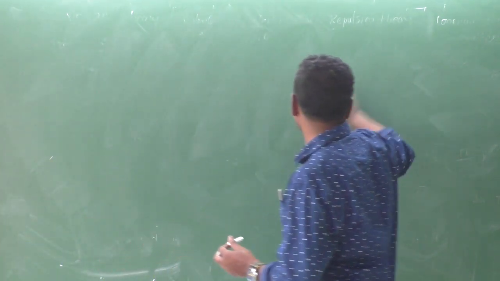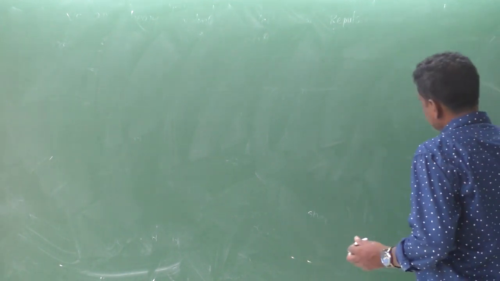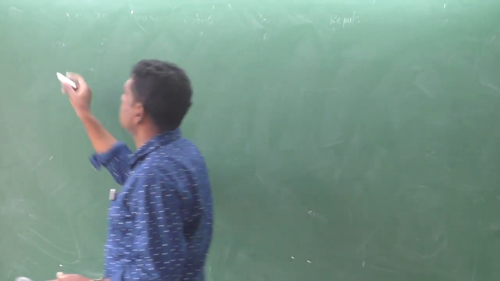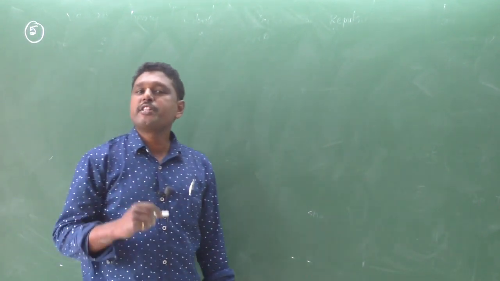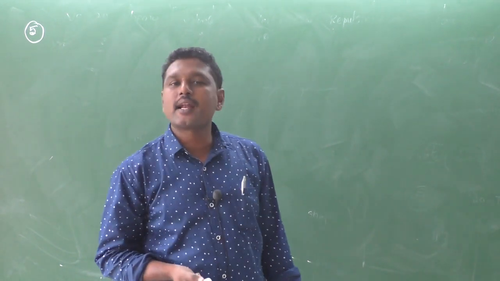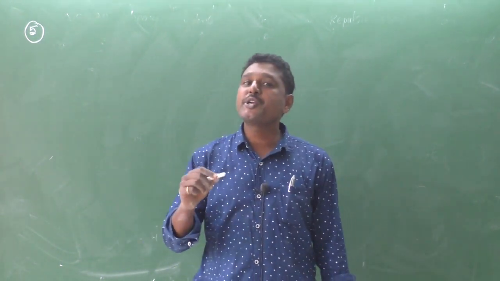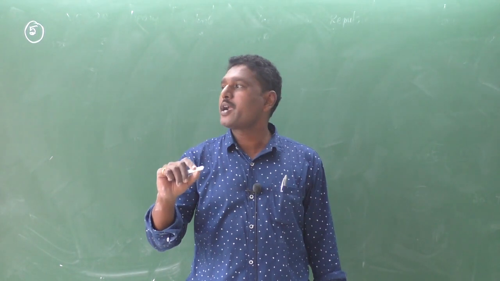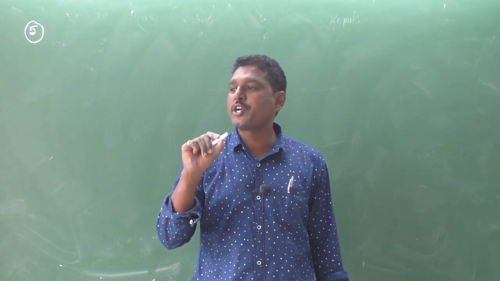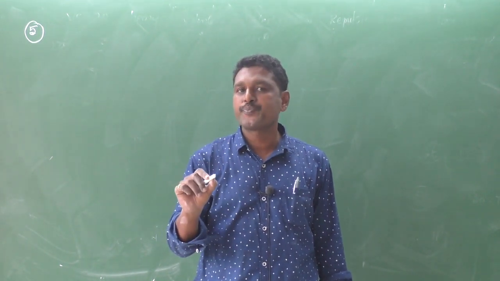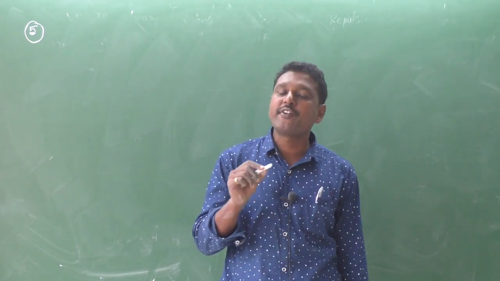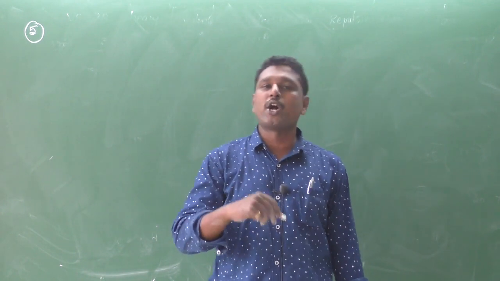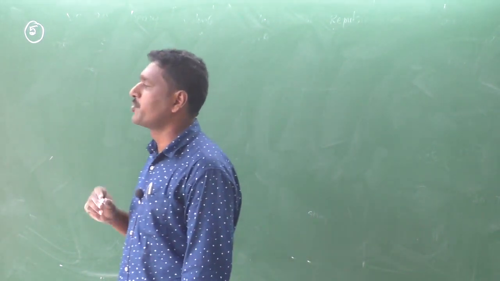Fifth point is the repulsions between the bond pairs and central atom. The magnitude of the repulsions depends upon the electronegativity of the central atom and bonded atoms. So this is the fifth point.